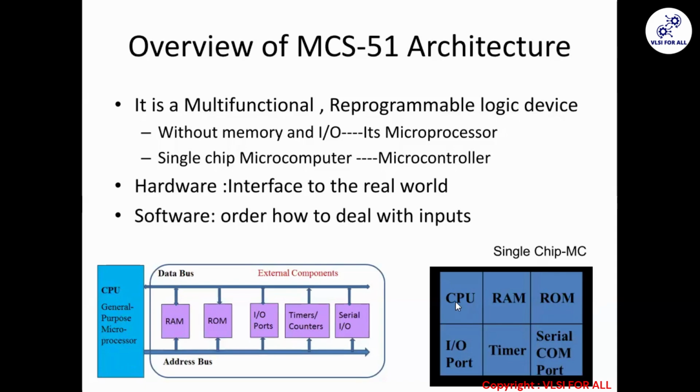So the CPU is there on the chip. RAM is random access memory, meaning the data memory. Read only memory means this is program memory. Here we store the program. We don't have to change the program, and that's why this is read only memory. IO port connectivity, then timer, serial communication port, all these things come on the single chip. So that is how a microcontroller is.